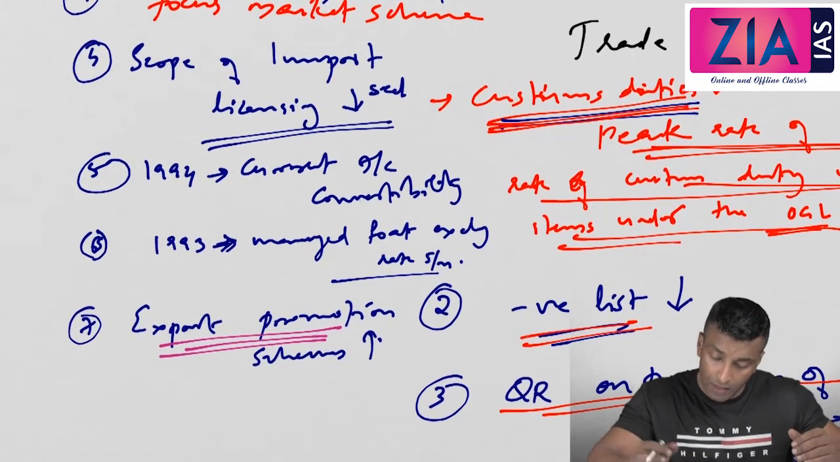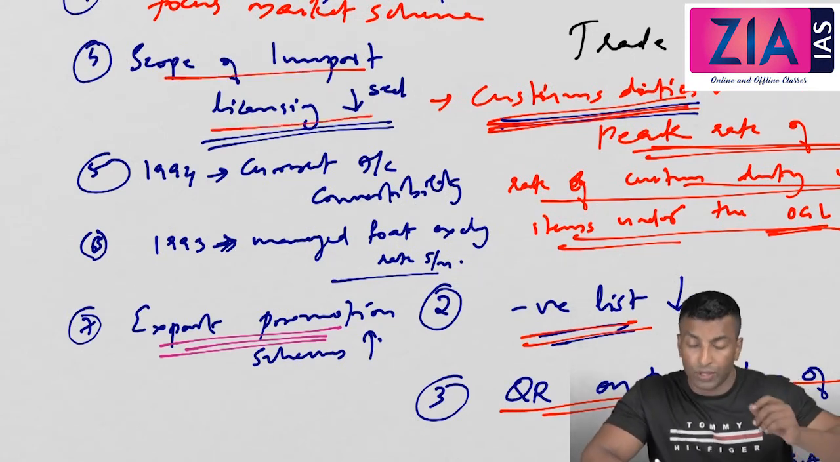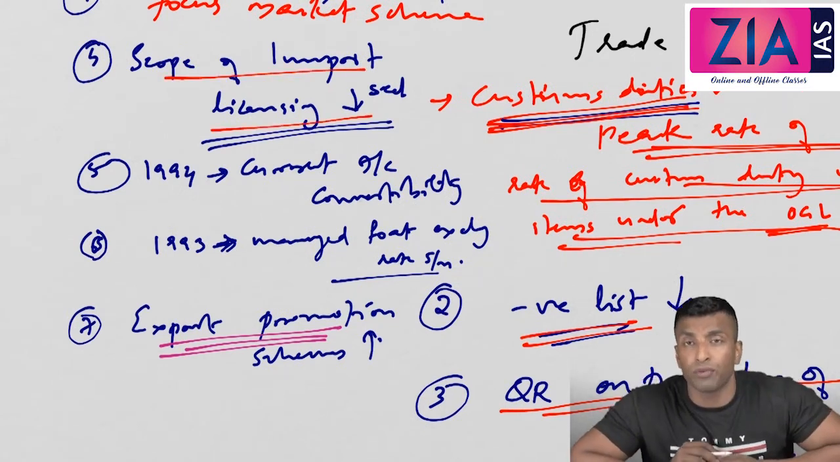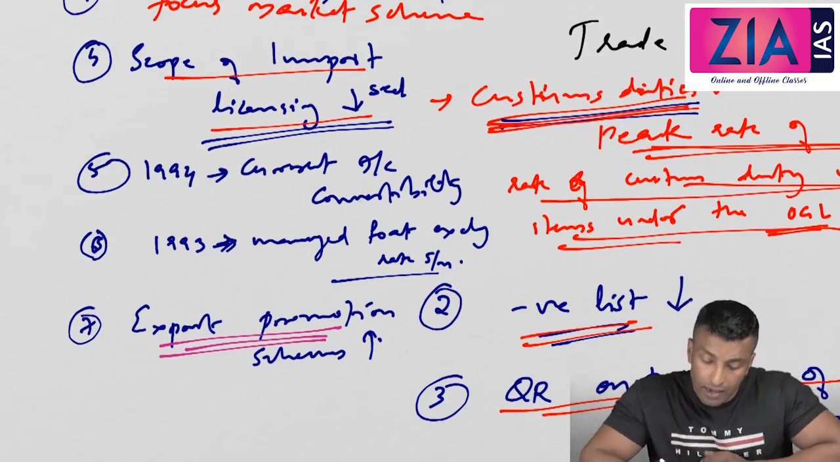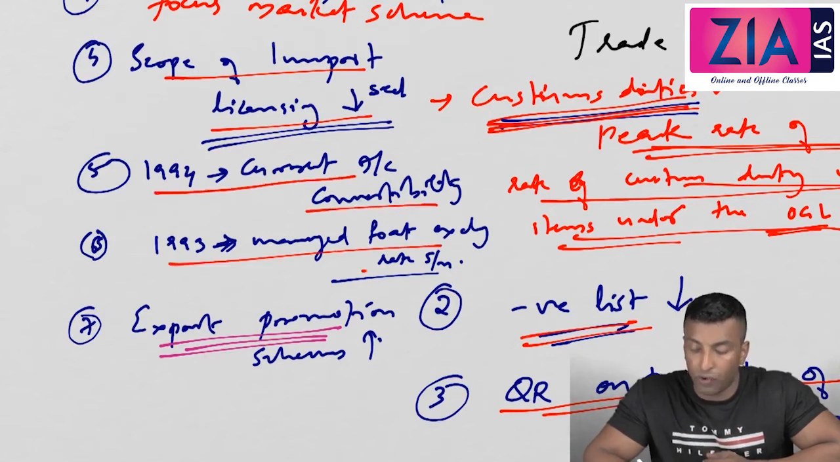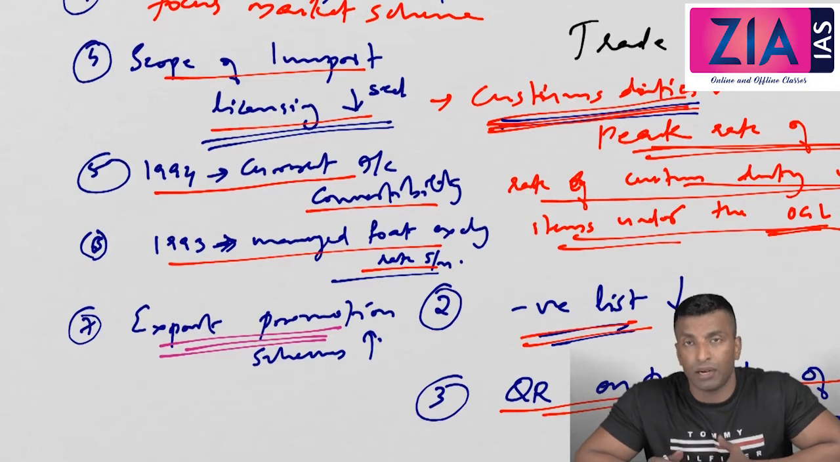Then we have seen the scope of import licensing has decreased. That means you don't need import licensing for all the items you are supposed to import, only for certain items. That is a kind of liberalization. 1994, current account convertibility. 1993, managed float exchange rate system. So that is again liberalization in the exchange rate system.